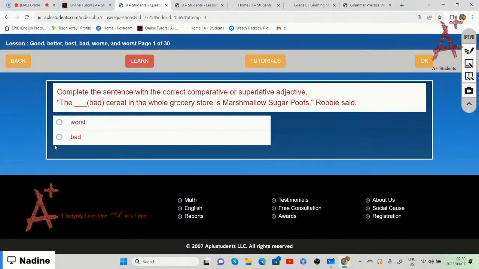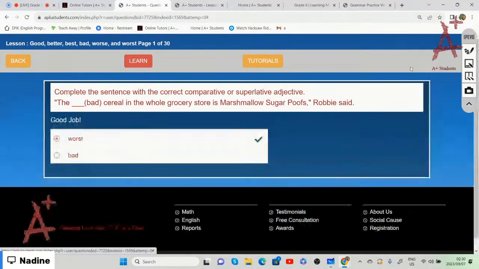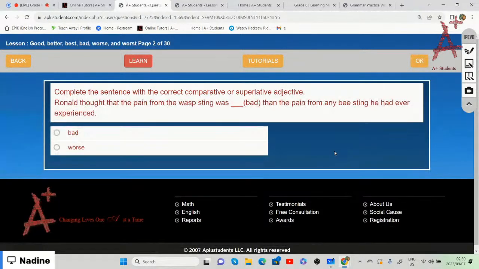So now, the bad cereal is being compared to all of the other cereals. So they're saying that it is bad in the whole store, right? So we can say that it is the worst cereal in the world, because bad is our base adjective.